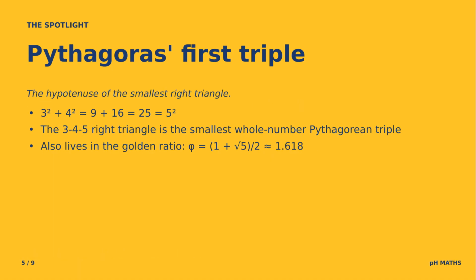Pythagoras' first triple. The 3, 4, 5 right triangle is the smallest whole number Pythagorean triple, and it sits at the heart of every non-calculator Pythagoras question in GCSE. 3 squared plus 4 squared equals 9 plus 16 equals 25, which is 5 squared. 5 is the hypotenuse. The other common one is 5, 12, 13, where 5 is now a leg. 5 wears both hats, a leg and a hypotenuse, depending on the triangle.